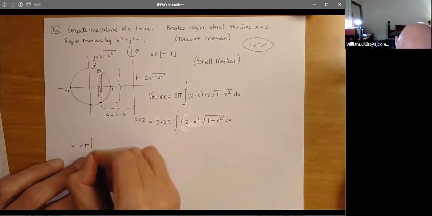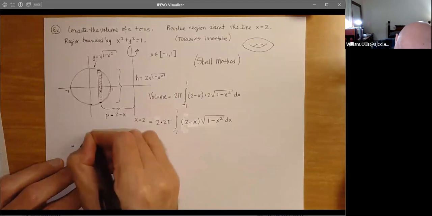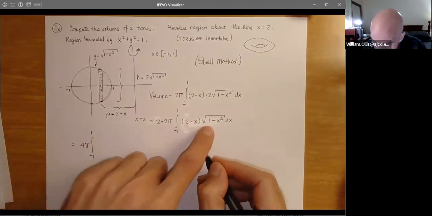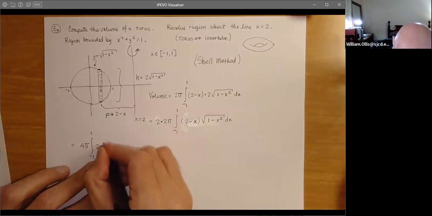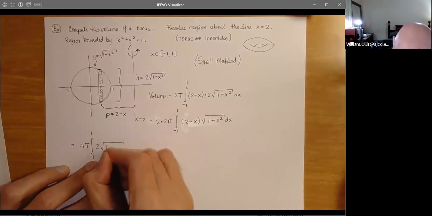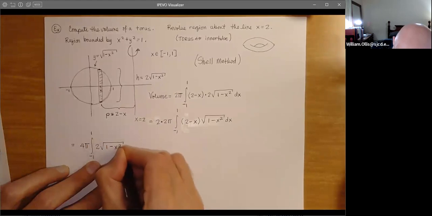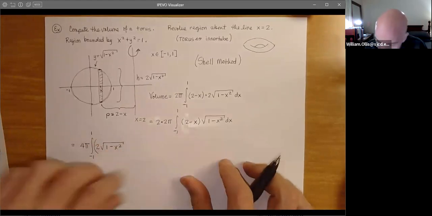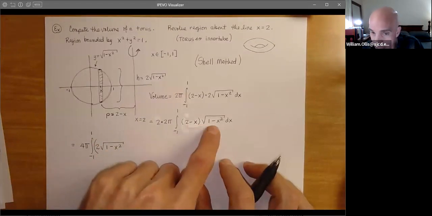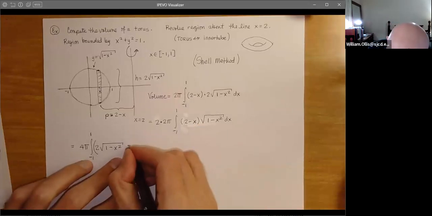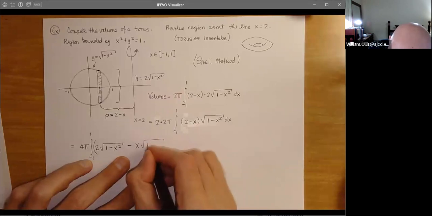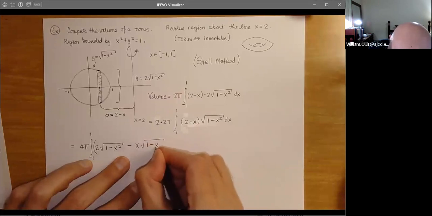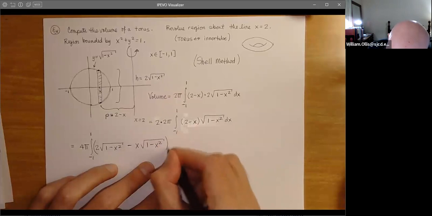Now we can distribute inside the integrand. So this will give us a 2 times the square root. So we have 2 square root 1 minus x squared. And then we have negative x times the radical. And this is where we get to use some of the theorems from your Calculus 1 class. So that's a little bit cleaner.